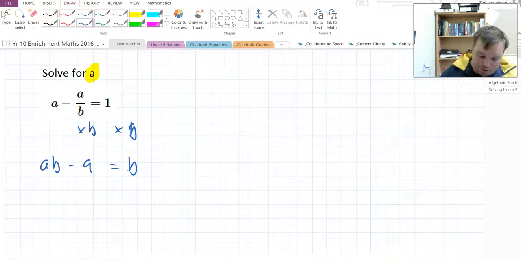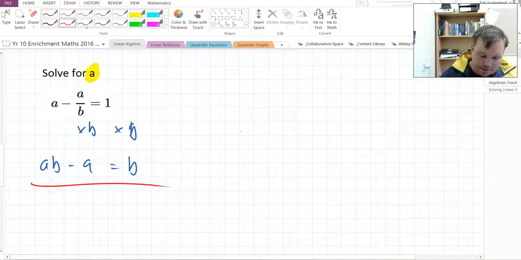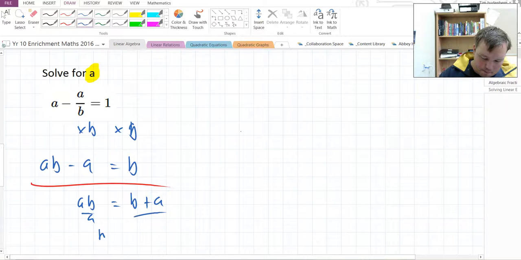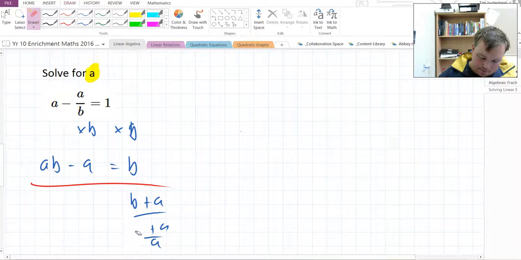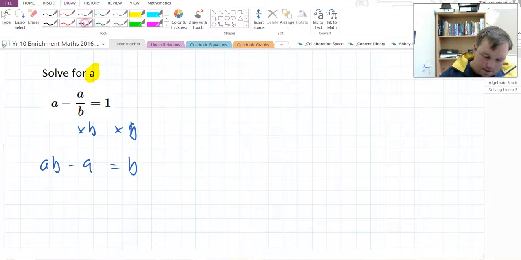At this stage, you could try doing several things. You could try, don't take these notes, after this is bad. You could try ab, then add a to both sides equals b plus a. Then you could try dividing by a, and you'd have b equals b plus a over a. I'm not sure why you would. Question remains, how do we get a single a in the equation when there are 2?